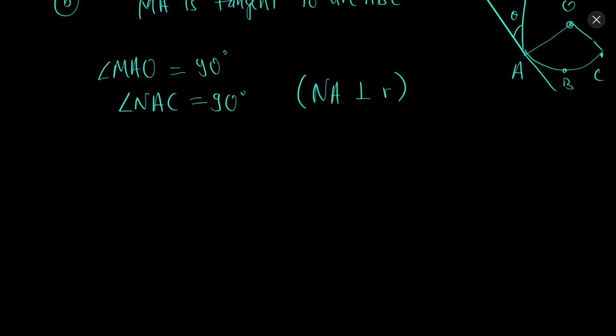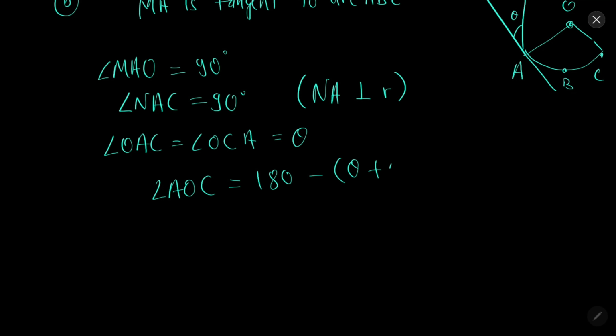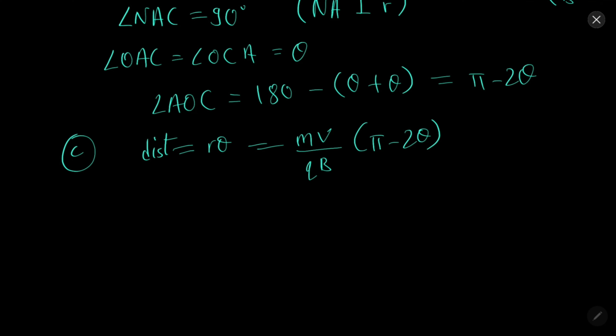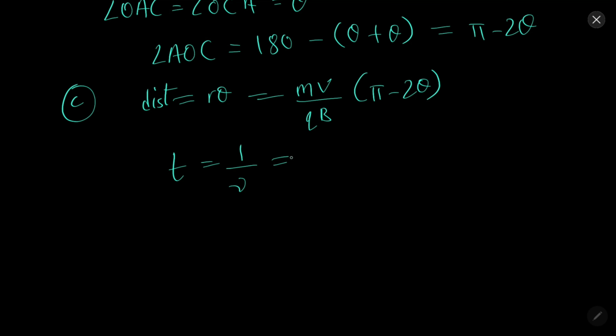Now after this, angle OAC equal to angle OCA will be theta. So angle AOC equals 180 minus theta plus theta, which will give us pi minus 2 theta. C part, distance covered will be r theta or mv by qB times pi minus 2 theta. T will be 1 by frequency, which will be m over qB times pi minus 2 theta.